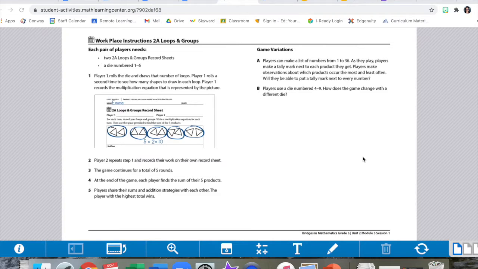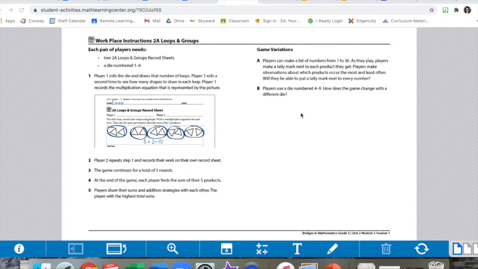So, to play this game, the first player is going to roll the die and draw that number of loops, the big circles. Then player 1 is going to roll a second time to see how many shapes to draw in each loop. I see them as groups of things with stuff in them, or the loops hold a group of objects.